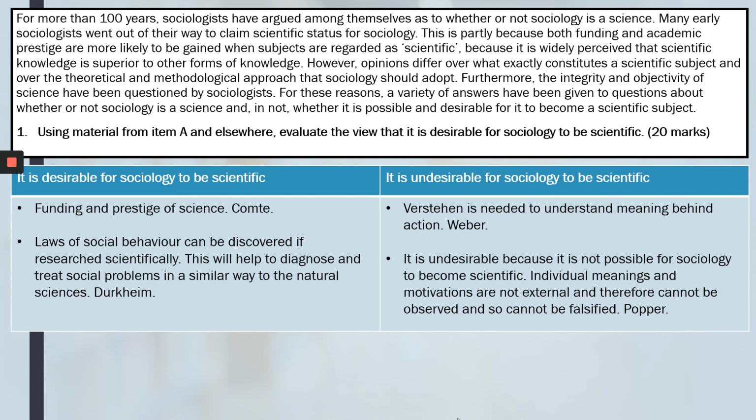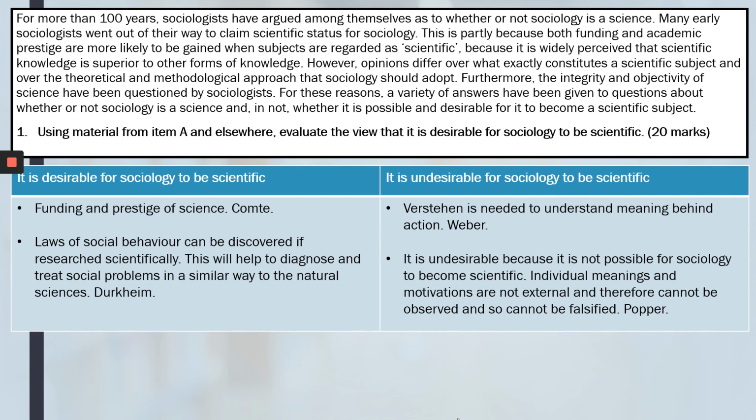And secondly, you can use the argument that it's undesirable because it's not possible for sociology to become scientific. If we have individual meanings and motivations that we can't see, you can't study them empirically because we can't know motivations and meanings via our senses. They can't be observed, and so therefore they can't be falsified. So you can use Popper there. If we can't see, feel, touch or sense something, like labelling theory, which is not something you can physically see or touch, we can't test it in the same way that you can test gravity.